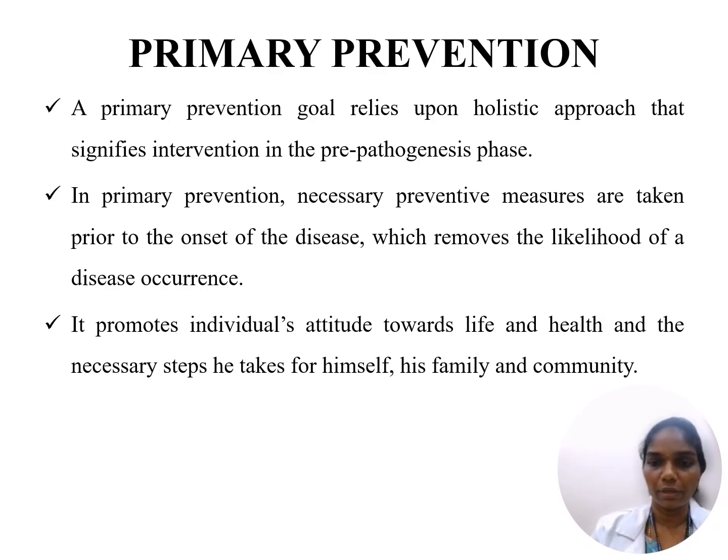Okay, how can we prevent? Like giving vaccines. If you take communicable diseases, how can we prevent ourselves from communicable diseases? By giving particular vaccines, we can prevent ourselves from acquiring the disease. So that is one of the primary preventions. It promotes an individual's attitude towards life and health and the necessary steps he takes for himself, his family and community.